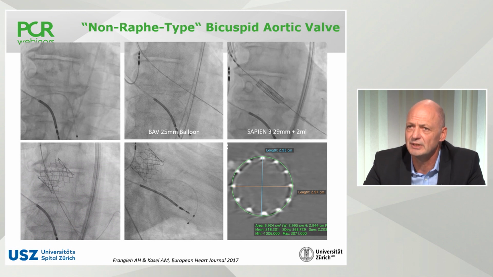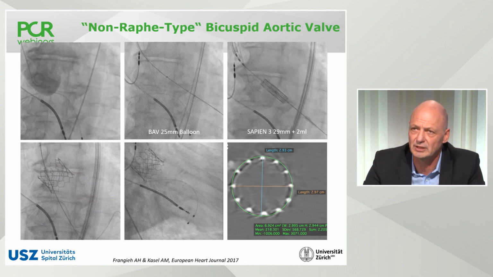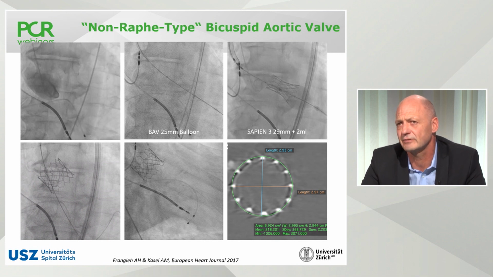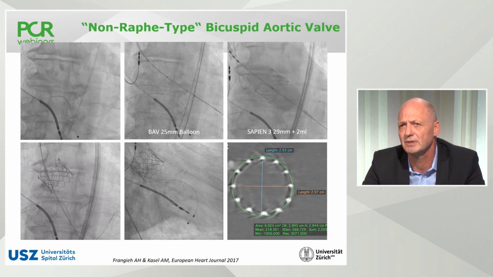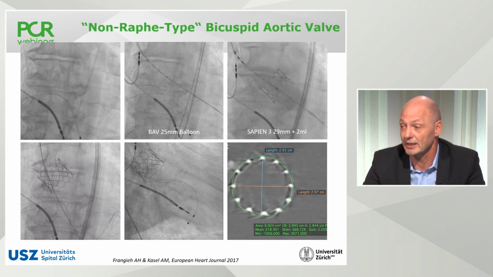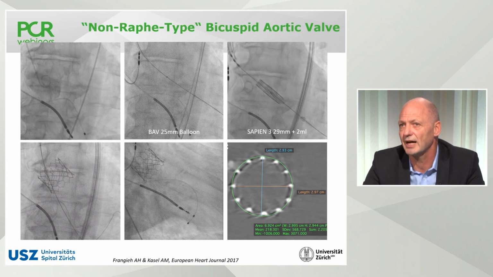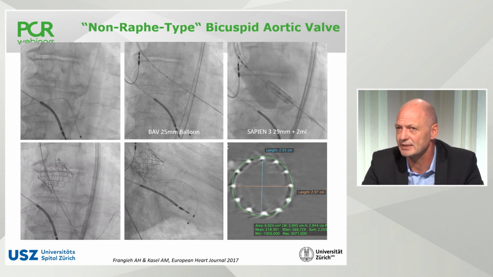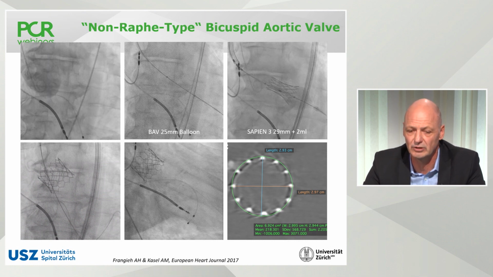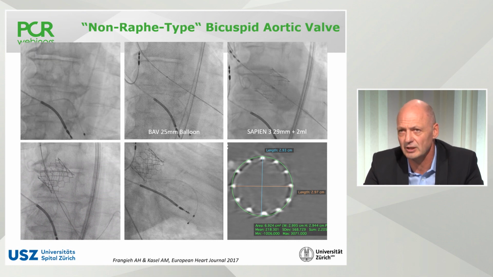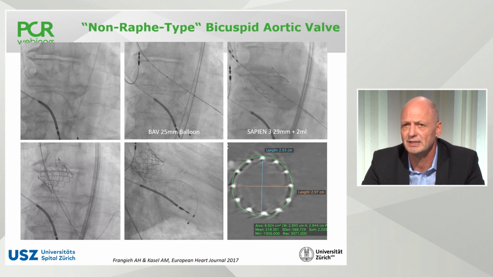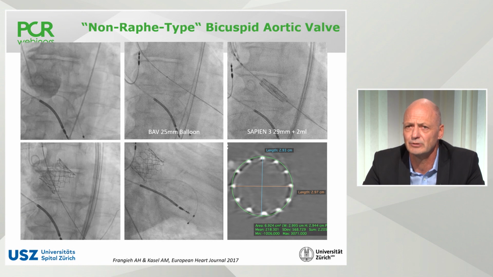And here we decided for a 29 Sapien valve, and we added 2 additional milliliters, which makes the valve frame about 1 millimeter bigger in diameter. And we implant the valve very high. We like a high implantation in bicuspid valves, and we learned that the sealing is very good. We cover all the native leaflets behind the valve frame, and we also saw a low pacemaker rate. And here you see the result.